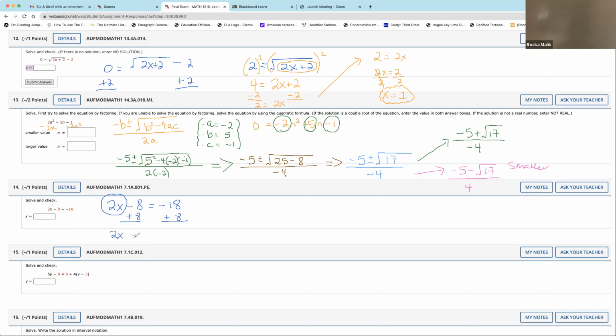So 2x equals -18 plus 8, which is -10. So I have 2x equals -10. I want to get the x by itself. So I'm going to divide away. Since they're connected by multiplication, 2 times x, I'm going to do the opposite to get rid of it. So divide by 2. Whatever I do to one side, I do to the other side. Everybody's jealous, we don't have any problems. I have x equals -5.